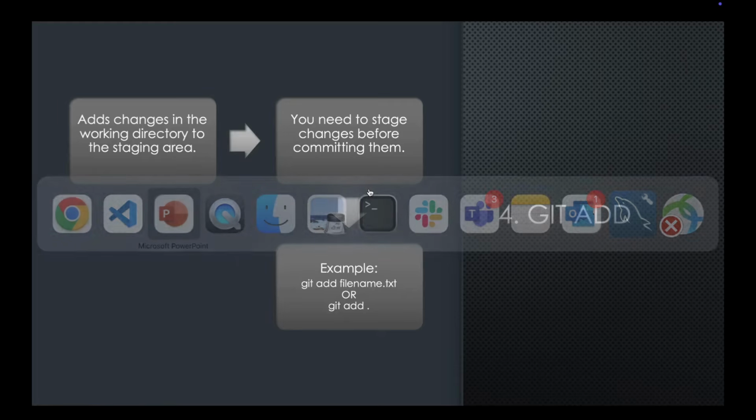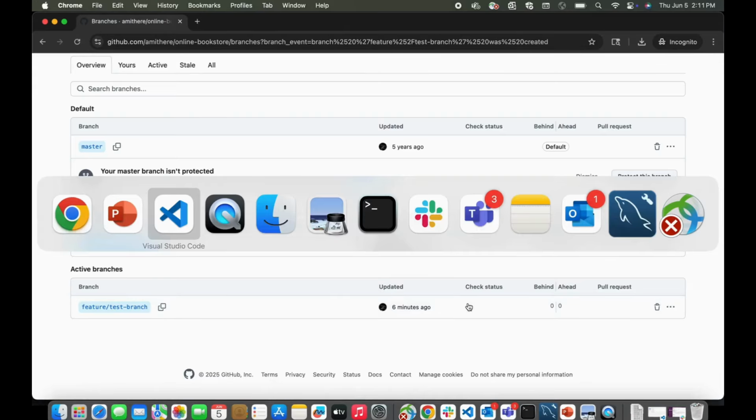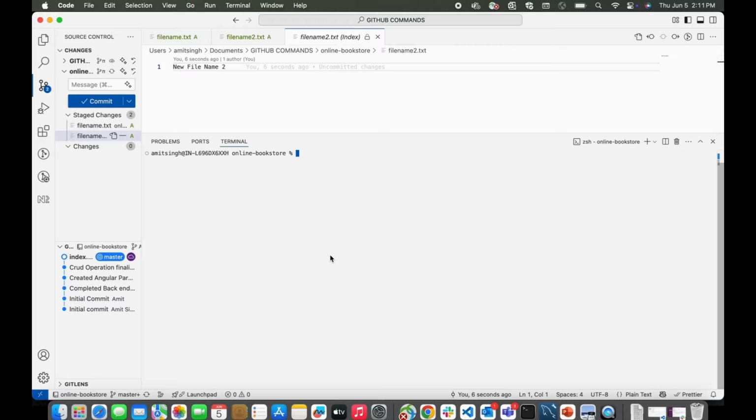Now let's move to the next command, that is git commit. We have moved all our changes to the stage area, and now we want to commit them. This command commits all your local changes to your local repository with a commit message. So this is the syntax. It does not commit directly to the remote repository, it first commits to your local, and it stays on your local until and unless you push it.